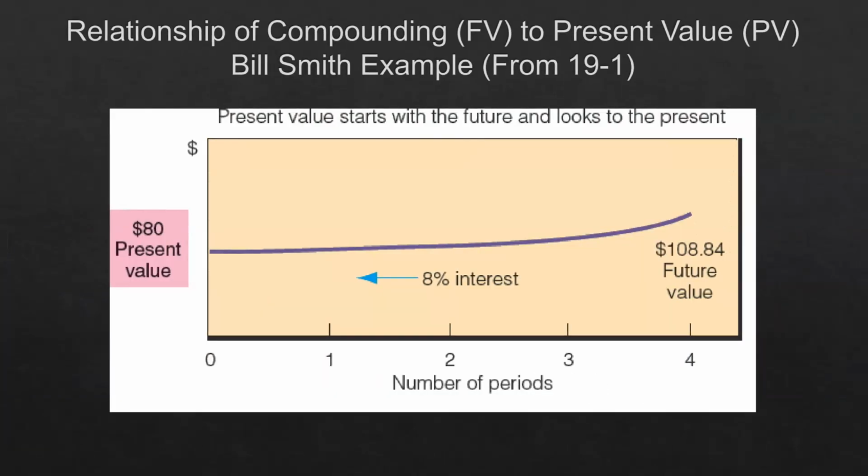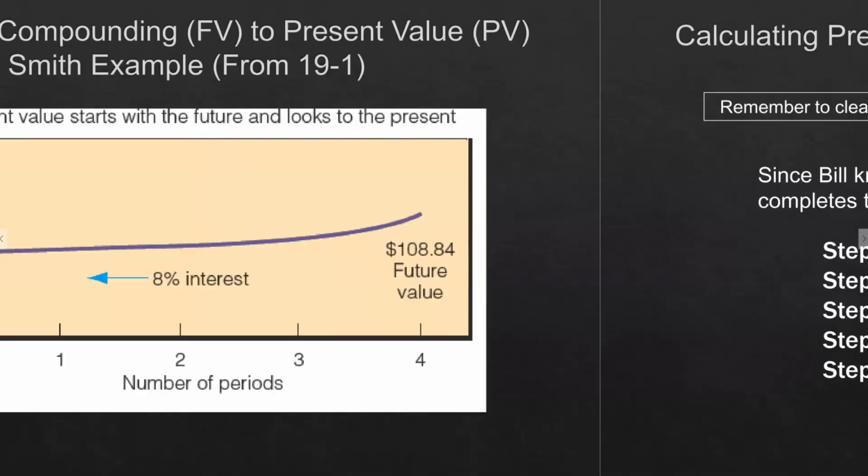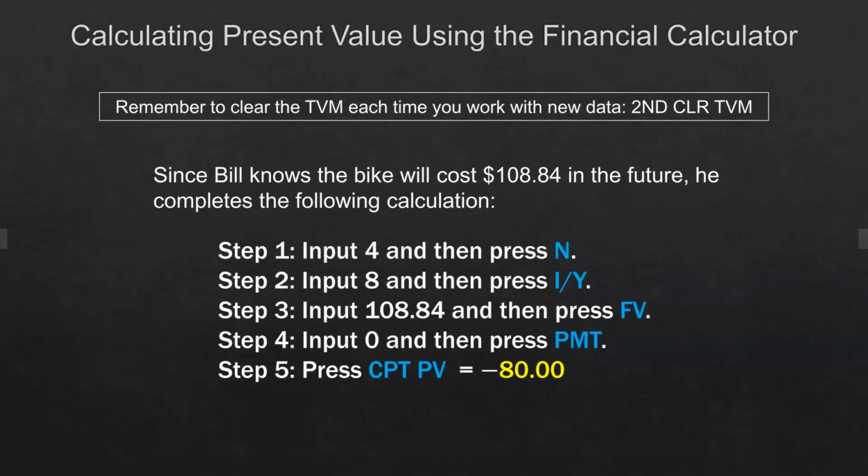This is another example of that. We used this example in the last video, the last section in 19.1, about if we had $80 as present value, it would grow to 108.84 future value. And so we can see that's how much we would, if we knew the future value, we could calculate the present value of $80. So on this one, if you were going to put this in your calculator, this is, by the way, compounded annually.